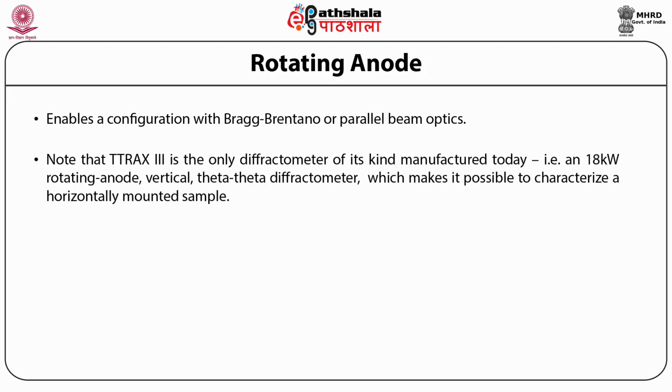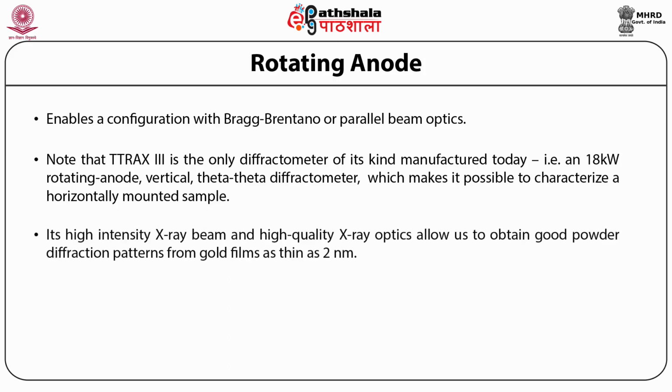That is an 18 kilowatt rotating anode vertical theta-theta diffractometer, which makes it possible to characterize a horizontally mounted sample. Its high intensity X-ray beam and high quality X-ray optics allow us to obtain a good powder diffraction pattern from gold films as thin as 2 nanometers.